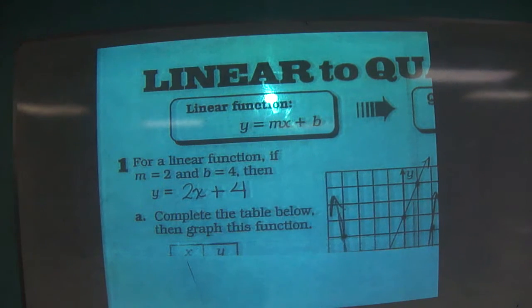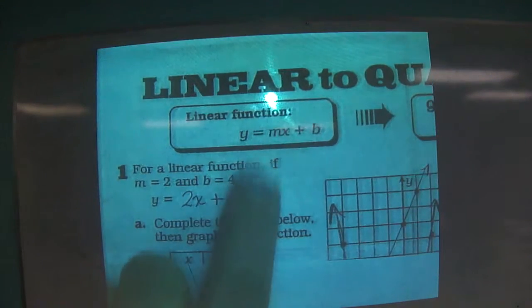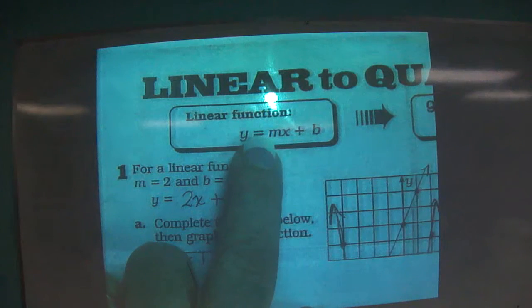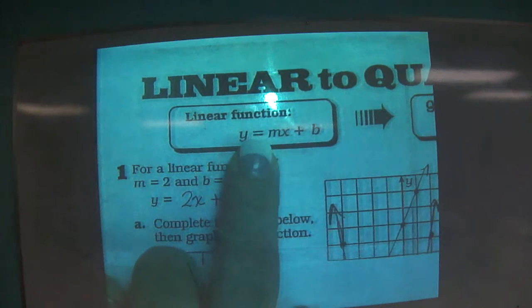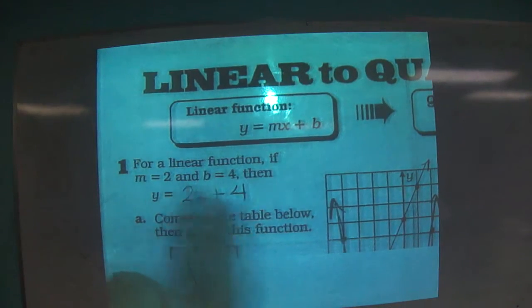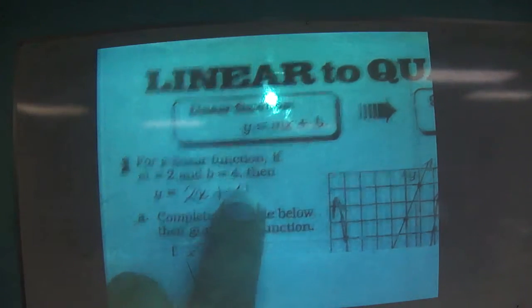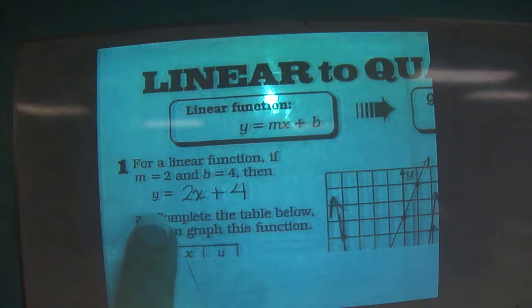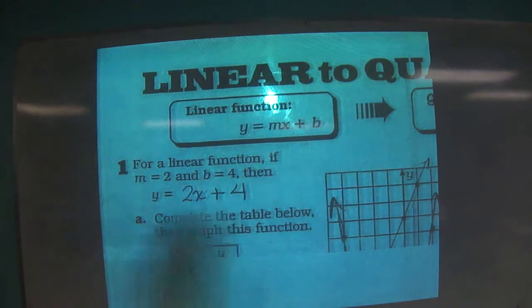This assignment is called Linear to Quadratic, and what it's designed to do is show you what a linear equation looks like versus what a quadratic equation looks like. Okay, so what we've done here, we know a linear function is y equals mx plus b. We're familiar with that. And so if a linear function has m of 2 and b of 4, the equation is going to look like y equals 2x plus 4.